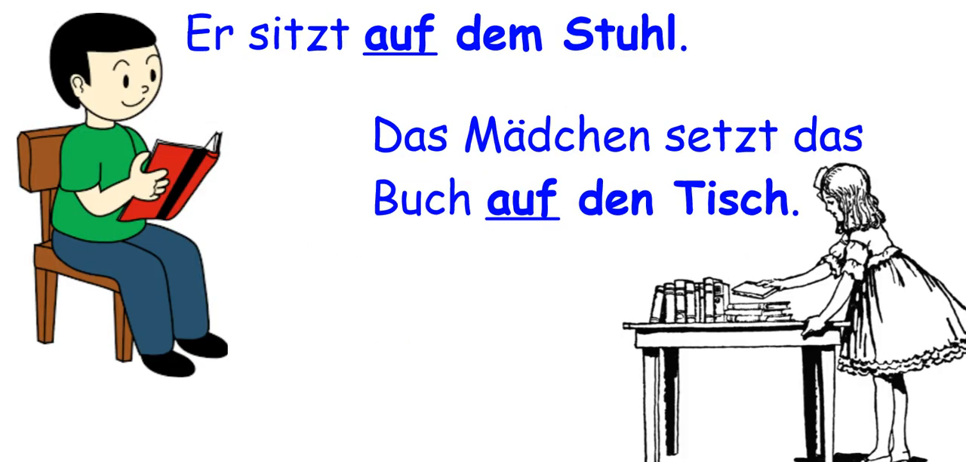So here would be an example of that. Er sitzt auf dem Stuhl. He's sitting on the chair. Okay, he's there. That's location. So we're taking the dative form. Der Stuhl becomes dem Stuhl.